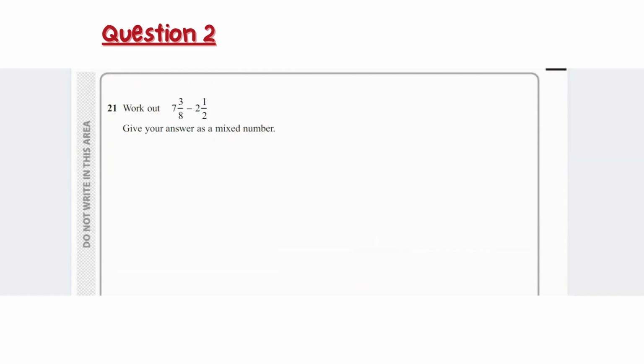Give your answer as a mixed number. So first we will convert the mixed numbers into improper fractions. To convert a mixed number to an improper fraction, we multiply the denominator and whole number and then add the result to the numerator. 7 times 8 is 56. So we do 56 plus 3 and the denominator remains the same, which is 8. That's going to be 59 over 8.